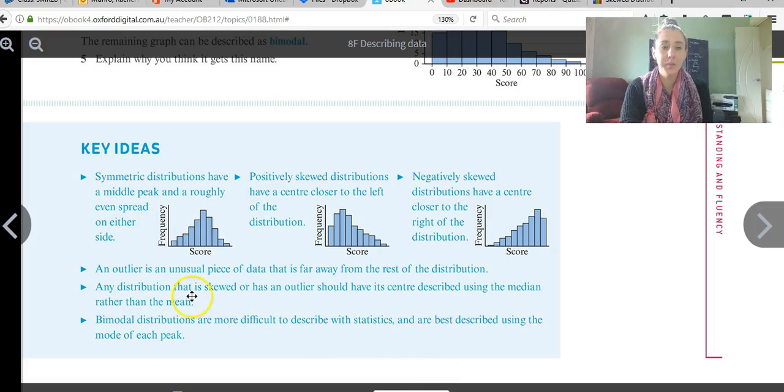So any distribution that is skewed, so these two distributions here, should have its center described by the median. Again, we've talked about that because the mean for these two is going to be down somewhere here, and that's really not a good representation of where the center of our data is going to be. So I would be using the median because that's going to be the middle number when in order, because we've got more data here and less data here, but the scores are going to be higher. So we're going to fall in here with our median. And again, the same thing with our negatively skewed data.